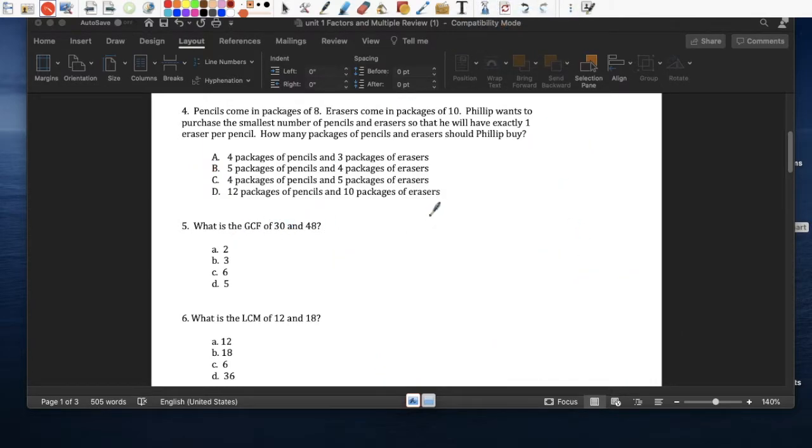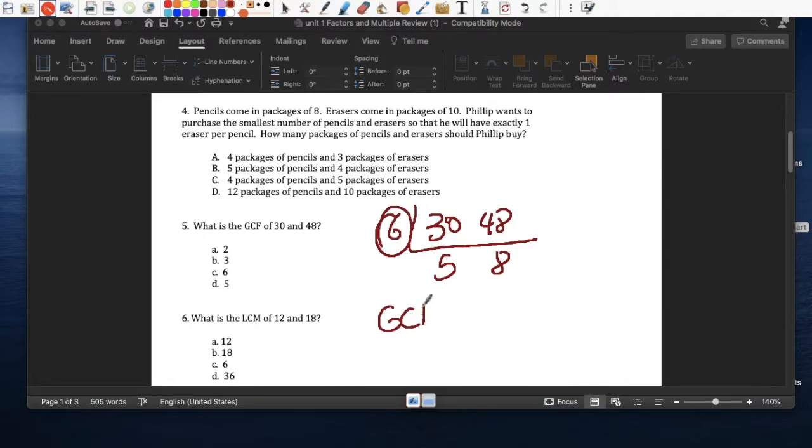What's the GCF of 30 and 48? Okay, that's very easy. Think of a number, 6. 6 goes into 30 5 times. 6 goes into 48 8 times. Can we continue? No. So GCF, remember, is only that number. And right here.